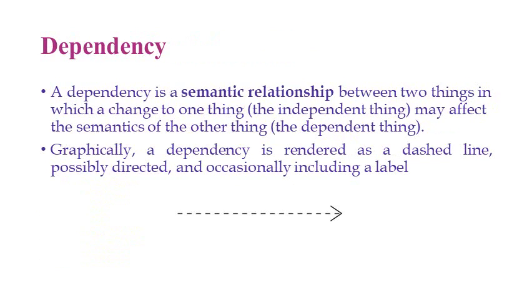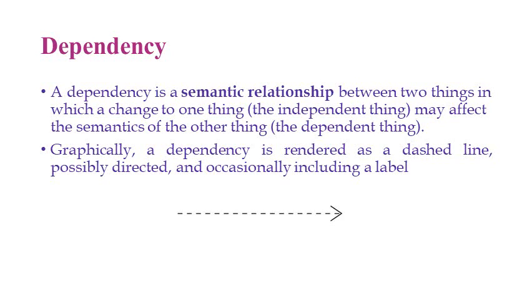Now let's see first relationship, that is dependency relationship. A dependency is a semantic relationship. Now semantic means change in the meaning of one thing may affect the change in the meaning of another thing. A dependency is a semantic relationship between two things in which a change to one thing, that is independent thing, may affect the semantic of the other thing, that is dependent thing.